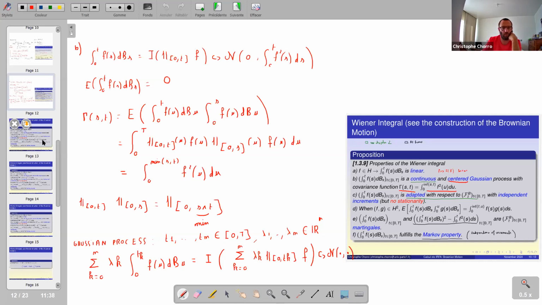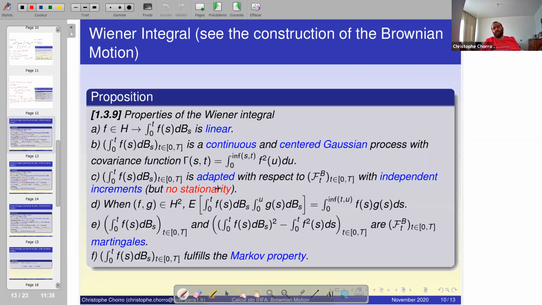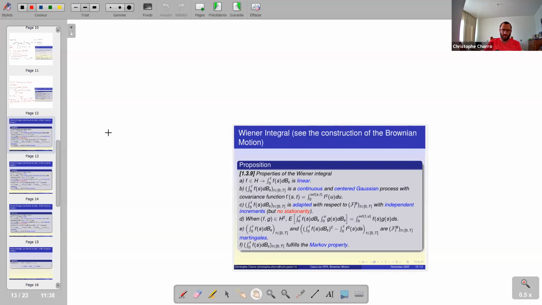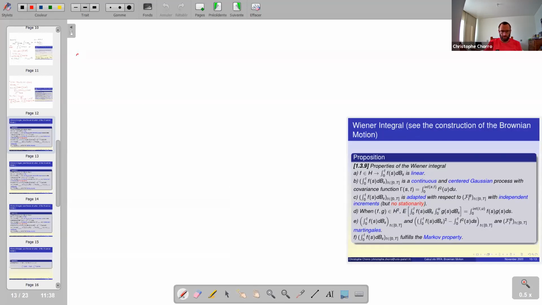Let's do small c. So adapted, I have said that I will do it in chapter 2. I want to prove that I have independent increments, but that I am not stationary. Independent increments, but no stationarity. So what is the meaning of this one? Concerning stationarity first, I consider an increment.